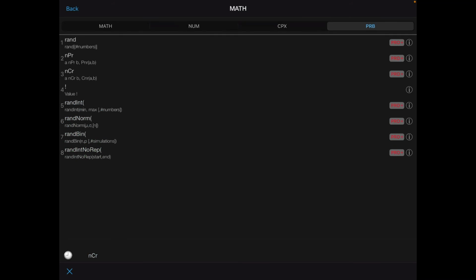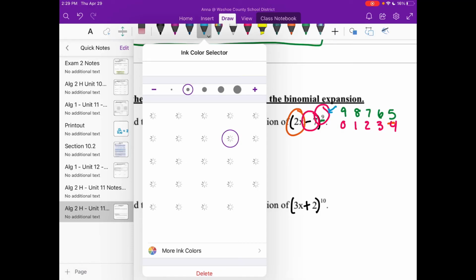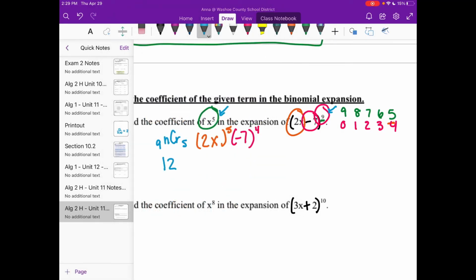So go into math. We're in probability. I know mine looks a little different than yours. I know you have to put that 9 in first. This is what mine looks like. It's a little different. The top number is going to be my 9, and then my bottom number is going to be my 5. 9 choose 5. 126. So 126 would be the coefficient. So 126 goes right here.